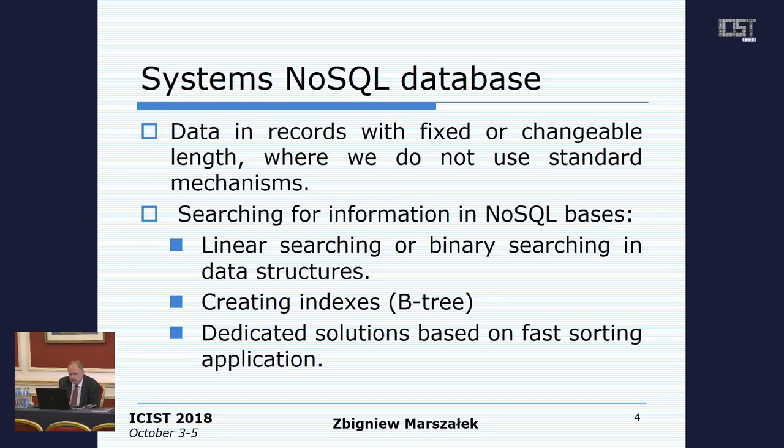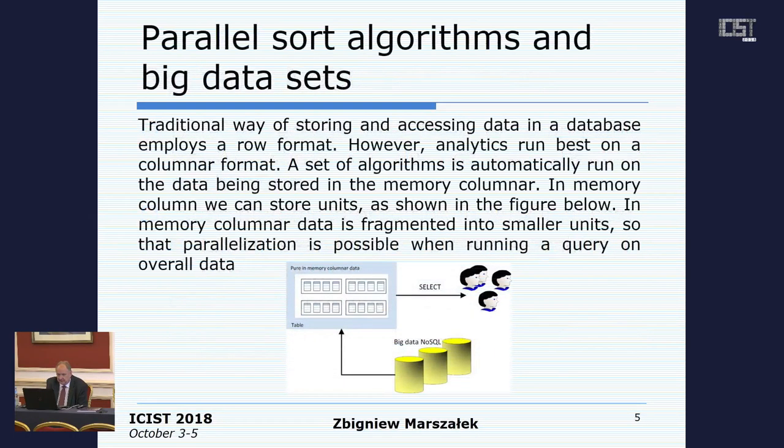Data in a record will have fixed or changeable length, where we do not use standard mechanisms. Searching for information in NoSQL bases: linear search or binary search in data structures, creating an index B-tree, or a dedicated solution based on fast sorting application. Parallel sort algorithms and big data sets.